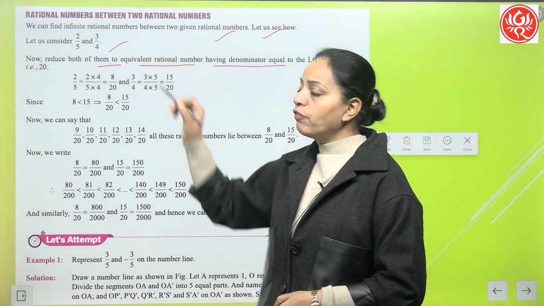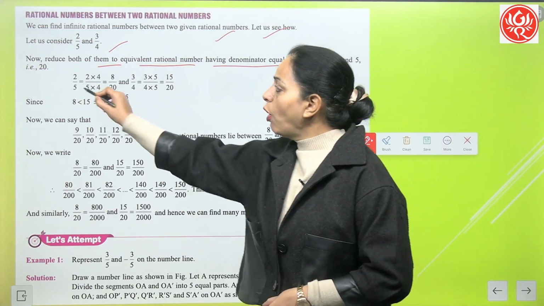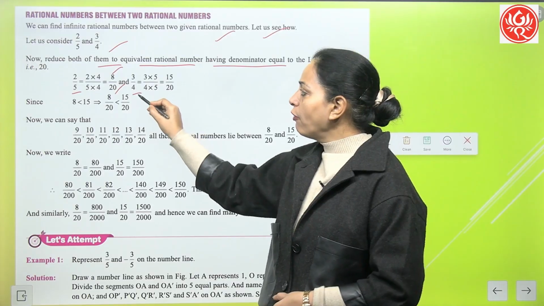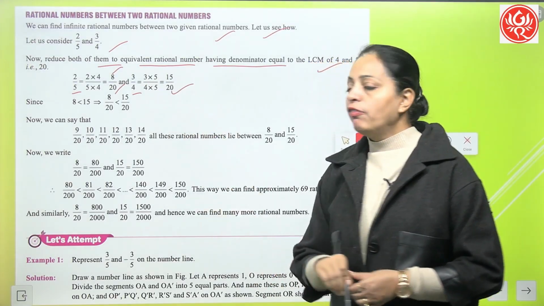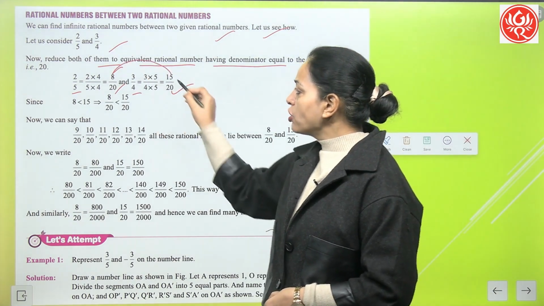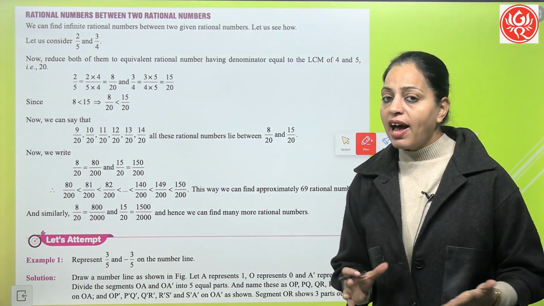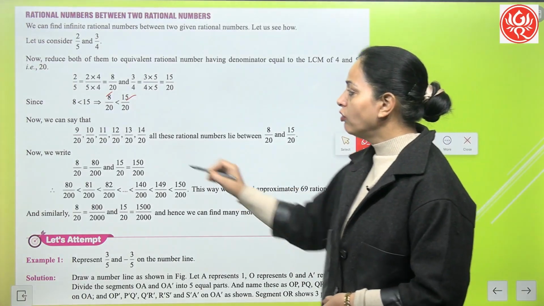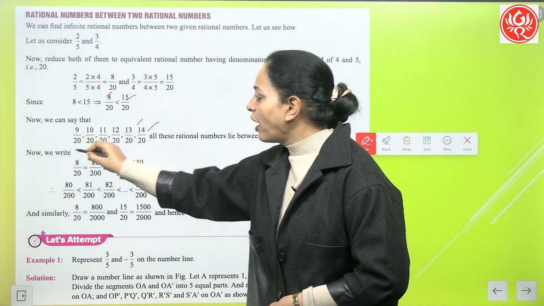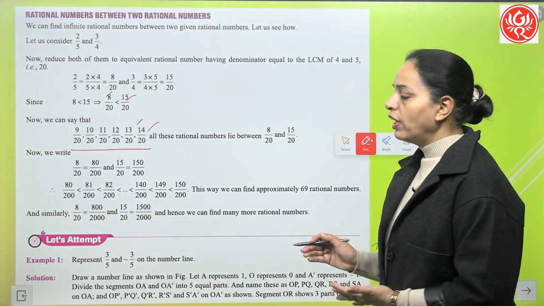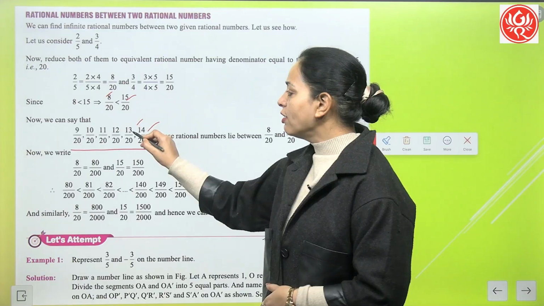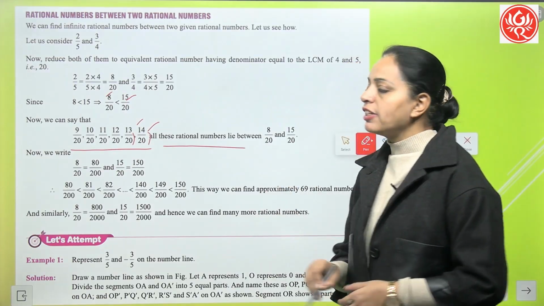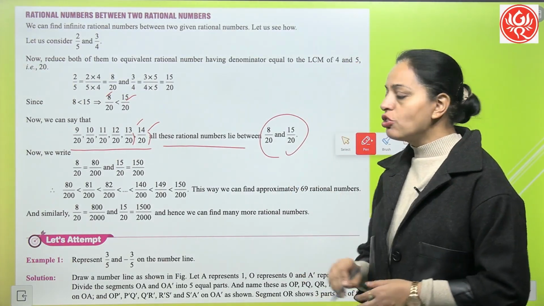So the LCM of 4 and 5 is 20. So what to do? 2 upon 5, 5 into 4, 2 into 4, 8 upon 20. And 3/4, 4 into 5, 3 into 5, 15 upon 20. Now which numbers lie between these two rational numbers? You can see between 8 and 15 there are 9, 10, 11, 12, 13, 14. So what rational numbers will come? 9 upon 20, 10 upon 20, 11 upon 20, 12/20, 13/20 and 14/20. So these all are rational numbers that lie between these two, right?